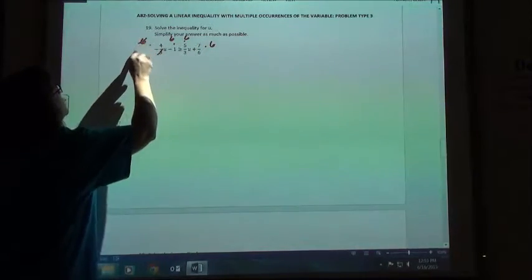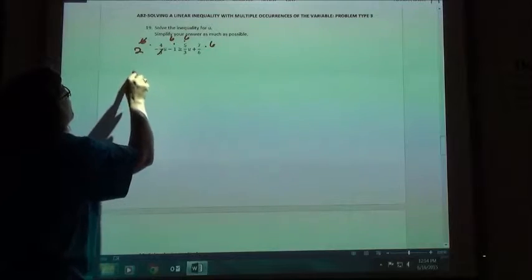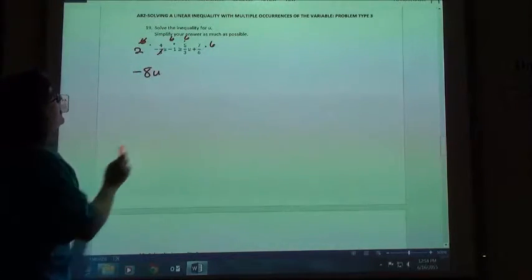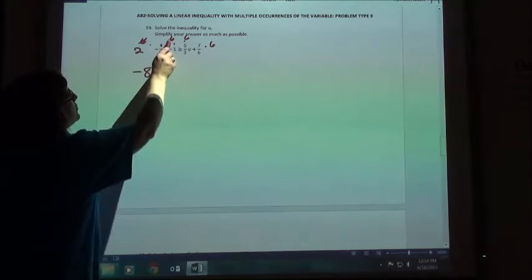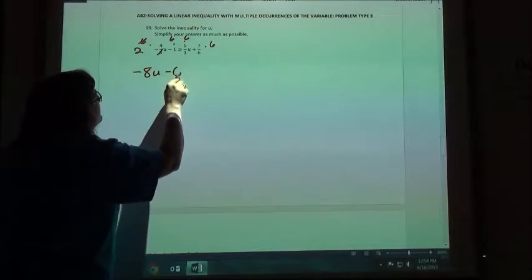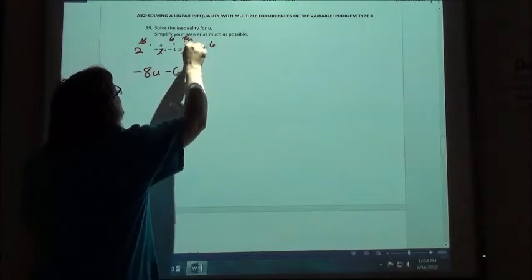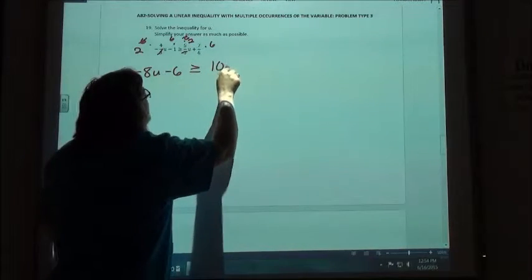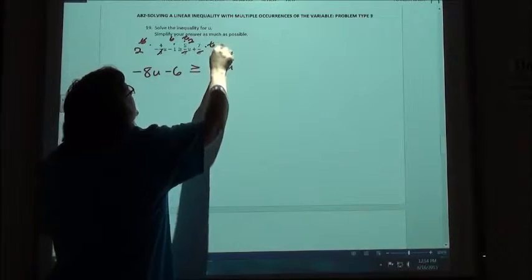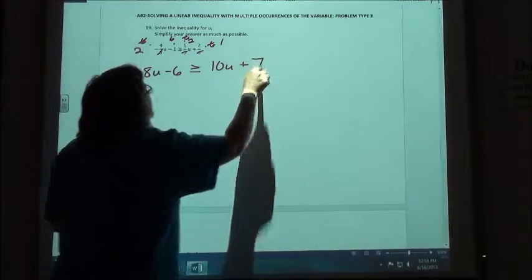3 goes into 6 2 times. 2 times negative 4u would be negative 8u. Here I don't have a fraction to cancel. 6 times negative 1 is negative 6. Is greater than or equal to. 3 goes into 6, 2 times 5u would give me 10u. 6 goes into 6 1 times 7 is 7.